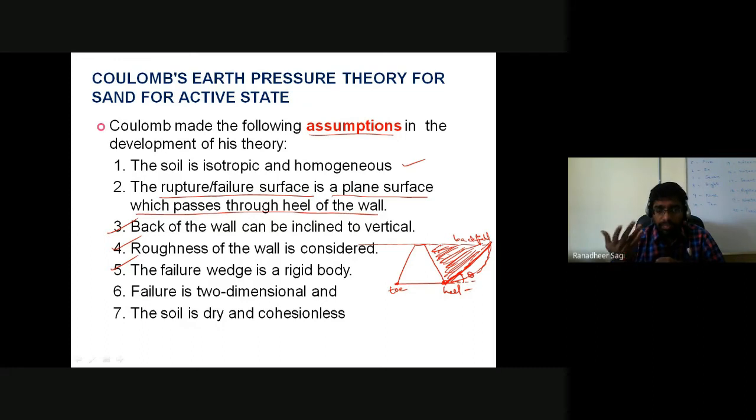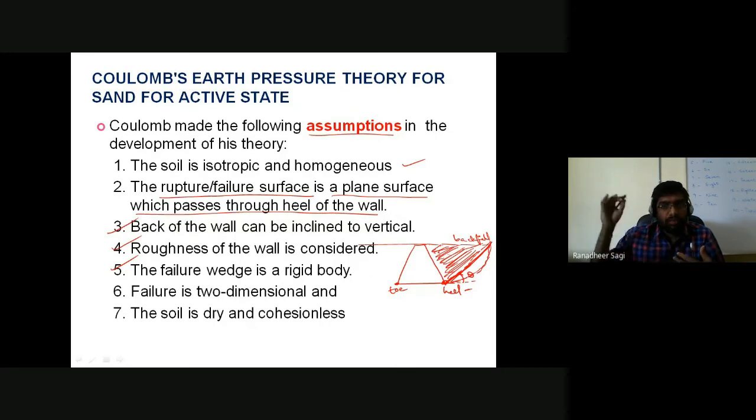That is, the thrust force in the case of active state or passive state based on Coulomb's earth pressure theory is what we are going to be looking at. We are going to calculate it based on what is called the equilibrium of that particular soil wedge, which is expected to undergo sliding because of the failure.